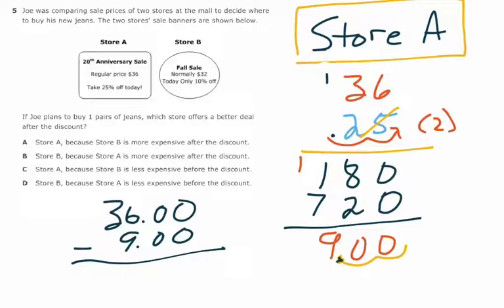So the regular price was $36 right here, and we're going to subtract $9. When we do the subtraction, we get $27. So the total price for one pair of jeans at store A is going to be $27.